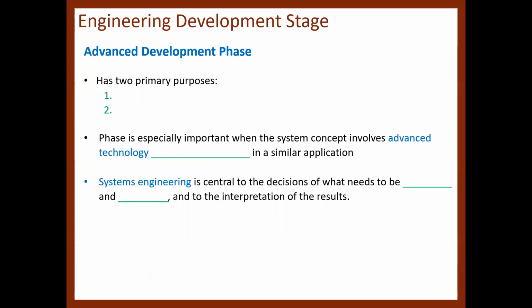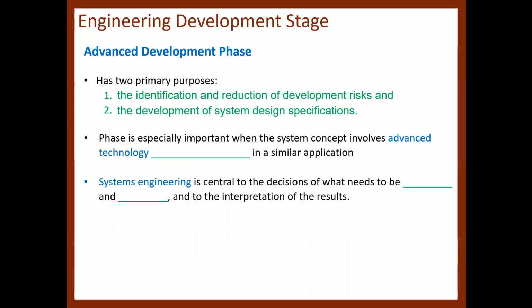The first phase is the advanced development phase, and it has 2 primary purposes: the identification and reduction of development risk, and the development of system design specifications. This phase is especially important when the system concept involves advanced technology not previously used in a similar application. Systems engineering is central to the decisions of what needs to be validated and how, and to the interpretation of the results.